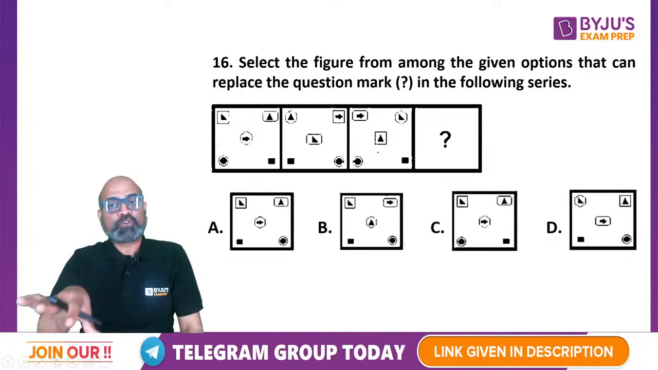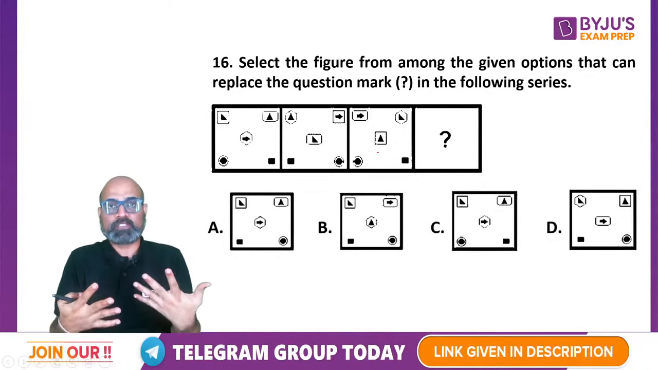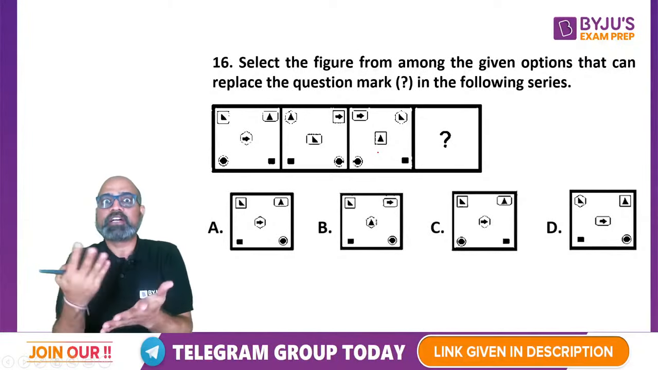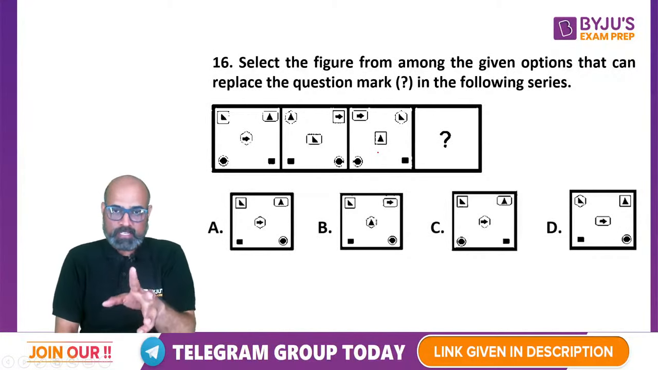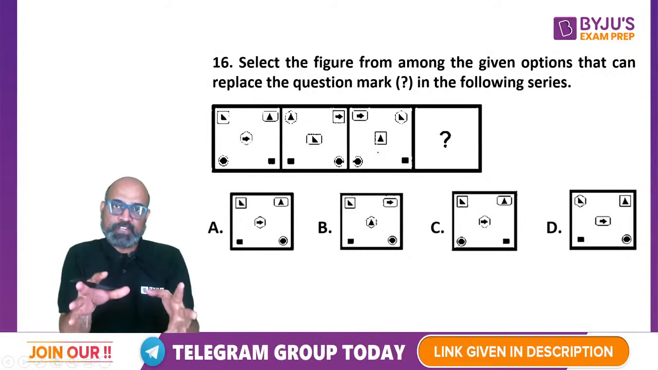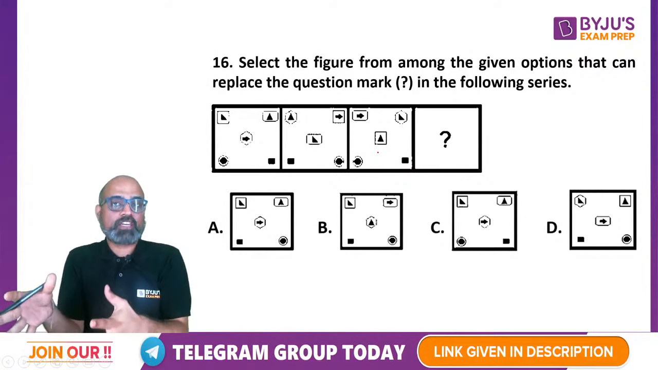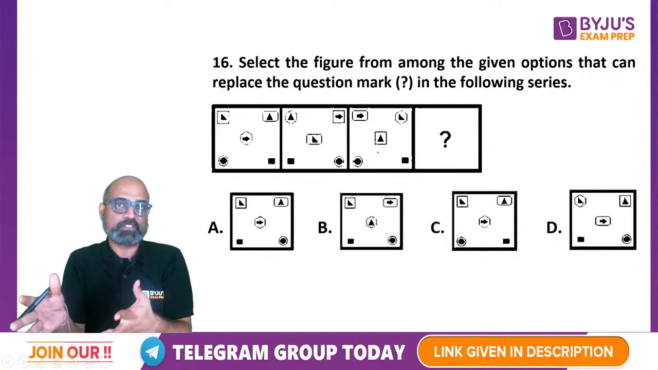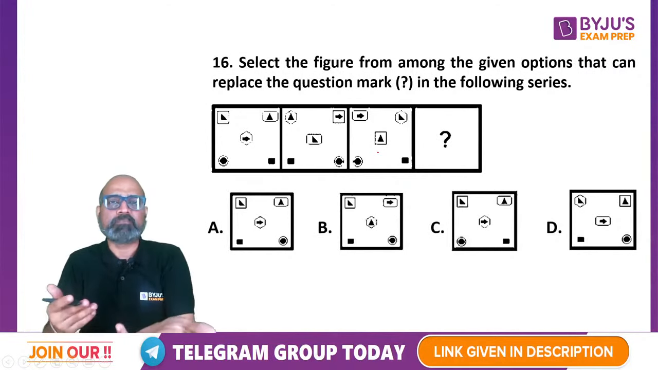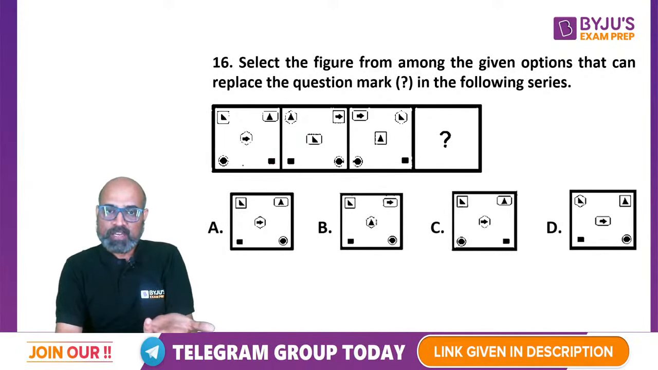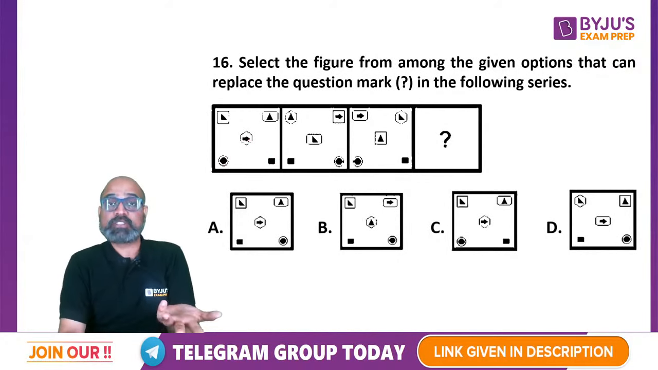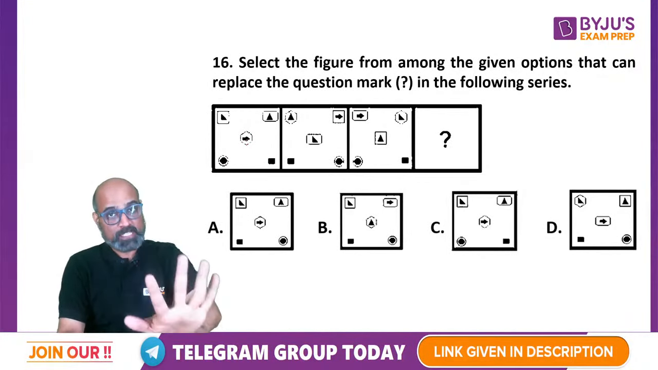When you have questions like this where there are a lot of symbols, there are a few rules you should keep in mind. First rule: do you see the same figures in each of the given squares? Do you see the same symbols? In the first one, you see a right angle triangle, an equilateral triangle, a square, a circle, and an arrow. These are the 5 symbols you see in the first one.